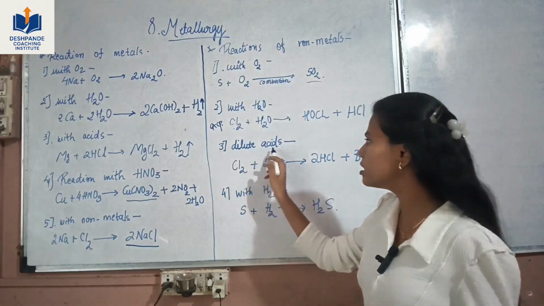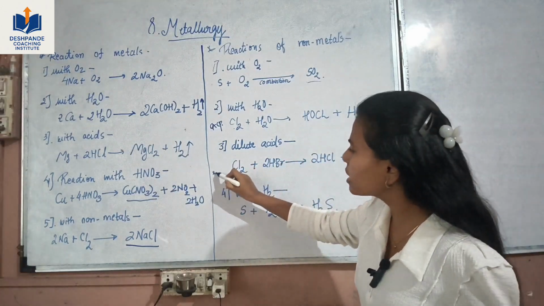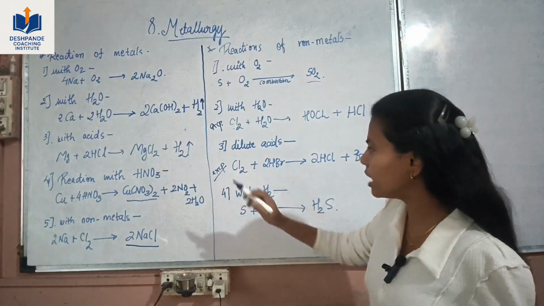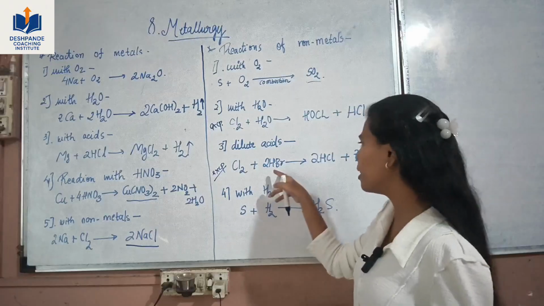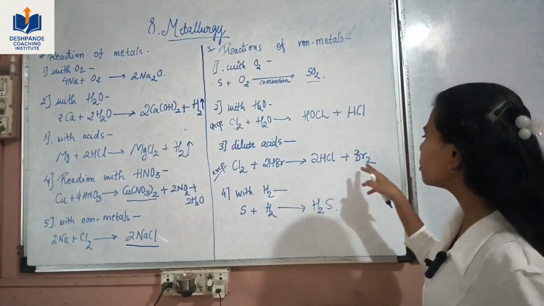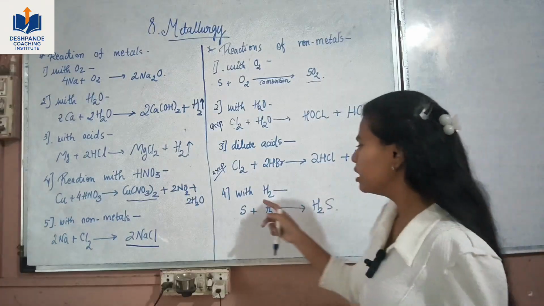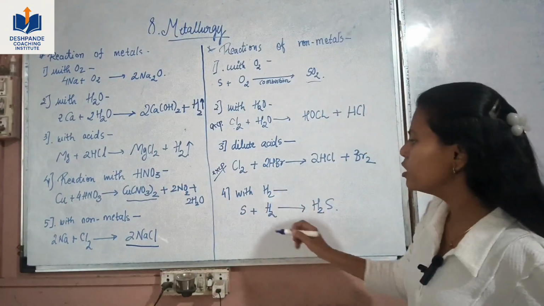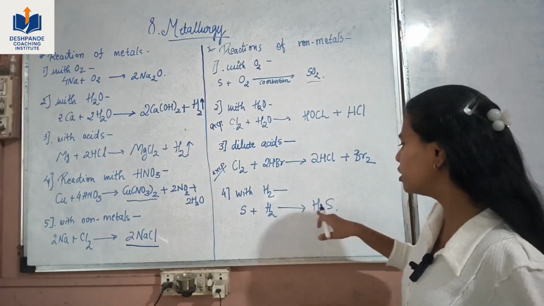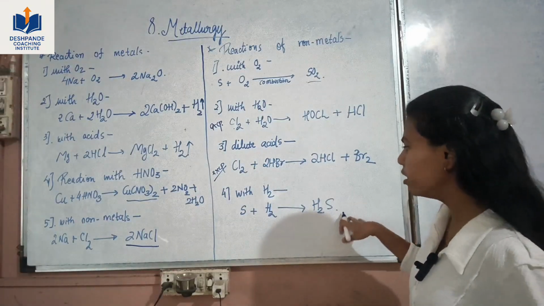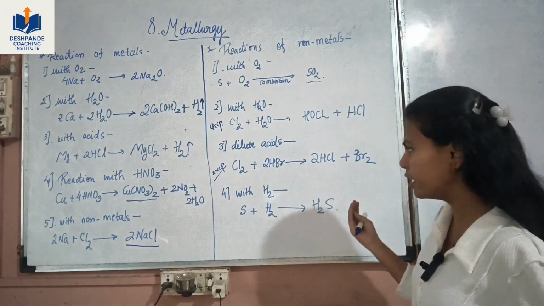So the third reaction is the reaction with dilute acids. So here also an exception, non-metals don't react with dilute acids but halogens react. So chlorine reacts with hydrogen bromide to form hydrogen chloride and the bromine is given out. Then the reaction with hydrogen. So non-metals usually react with hydrogen to form hydrides, for example sulfur reacts with hydrogen and the final product is hydrogen sulfide.